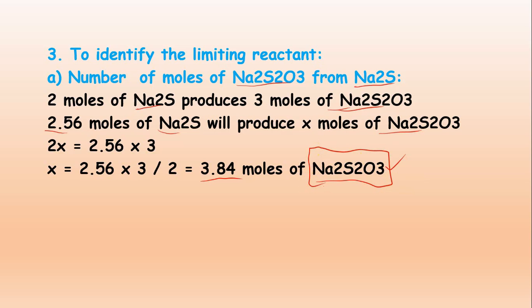So sodium sulfide will produce 3.84 moles. As initially we discussed, the limiting reactant will produce the least number of products. So we have calculated the amount of product, that is 3.84, by the sodium sulfide. Now we are moving towards B.